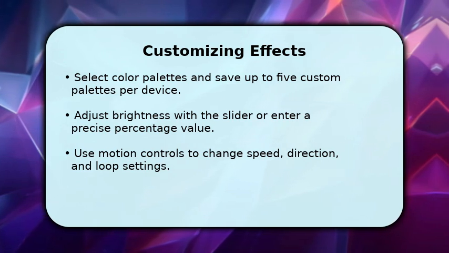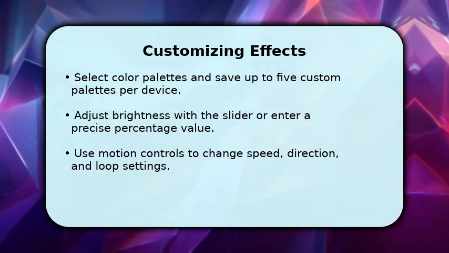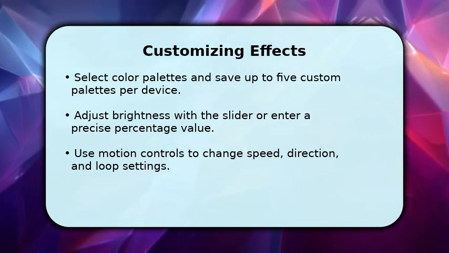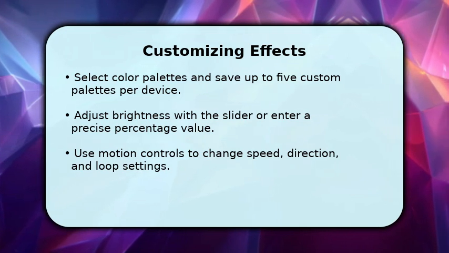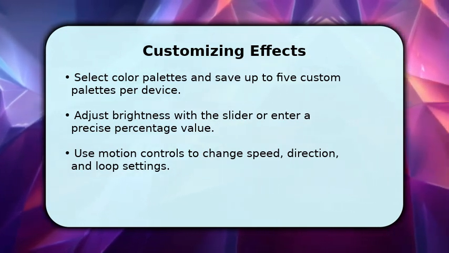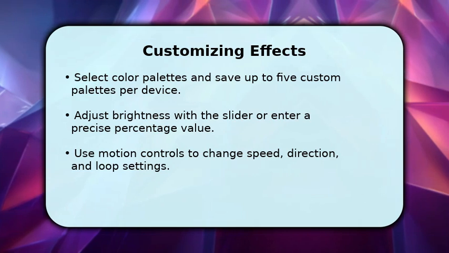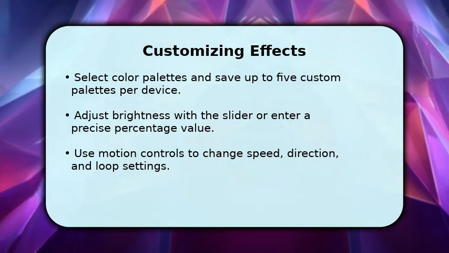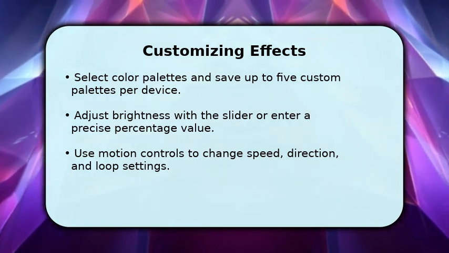Open the Effects tab and pick a palette or create a custom one using the color picker. Use the brightness slider or type an exact % for consistent looks. Tweak motion controls to adjust speed, direction, and loop behavior for seamless animations. Preview changes in real time and tap Save to store your configuration for instant recall.